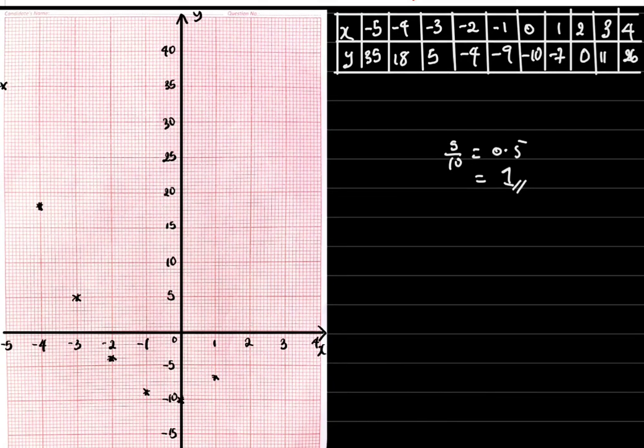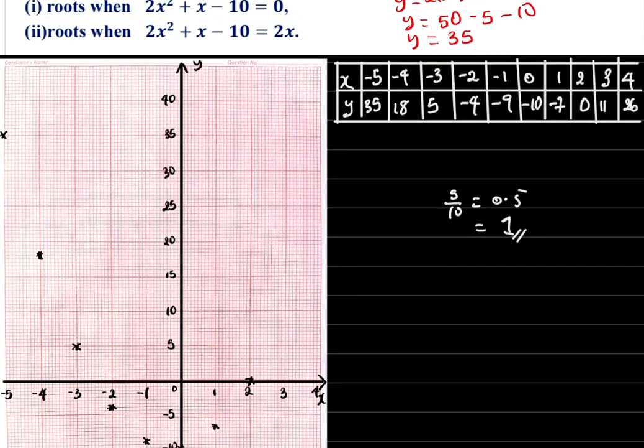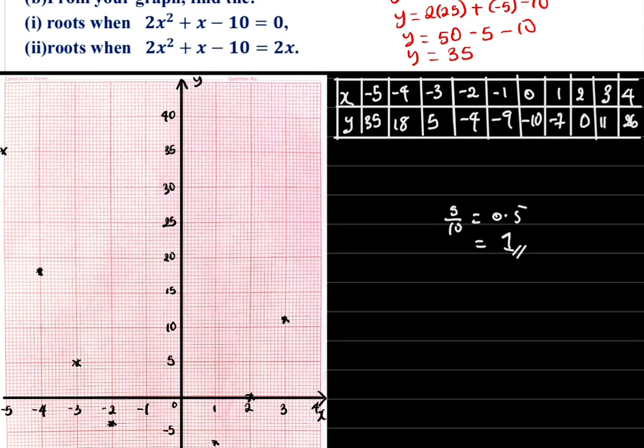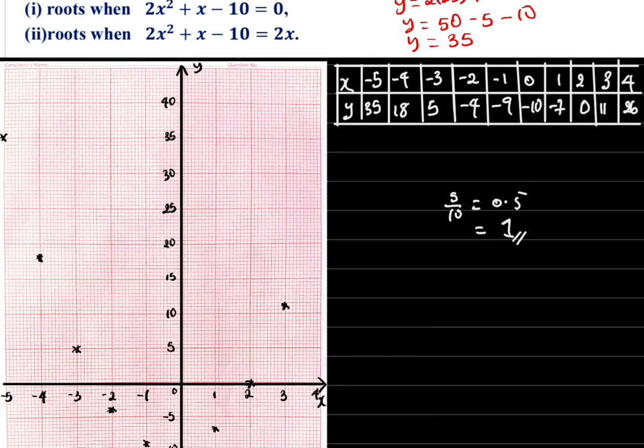Then when it is 2, okay, then y is 0. Then when it is 3, we have 11. And 3 and 11, 11 will be here. Then when it is 4, we have 26. 4 and 26. Now 26 is going to be around here. So I've gotten all my points.